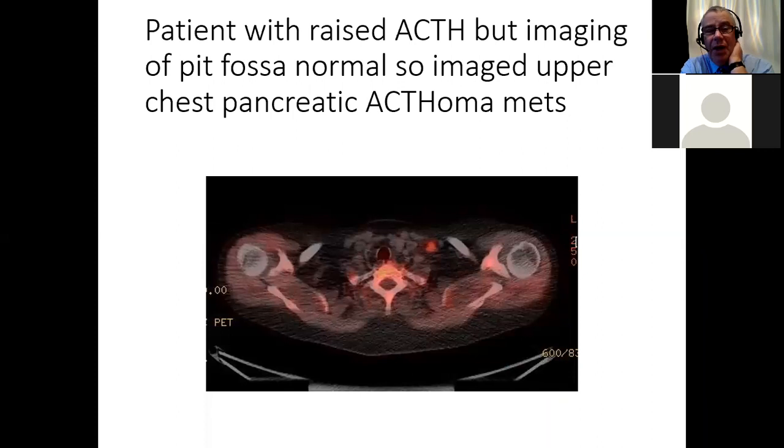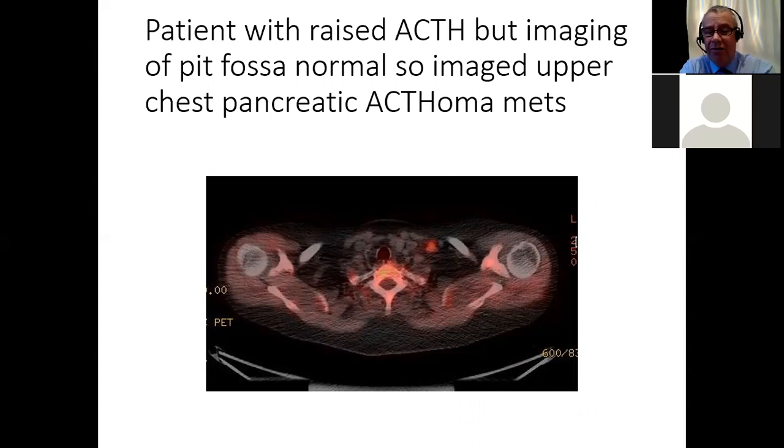This is a slightly different patient. This was a patient who had an ACTH producing tumor, but the pituitary fossa was normal. So we knew that it had to be a pancreatic ACTH tumor. And we tried to find it, or tried to prove that was the case, but we couldn't do that, partly because the pancreas also has uptake of C11-methionine, but we did a few extra bed positions.